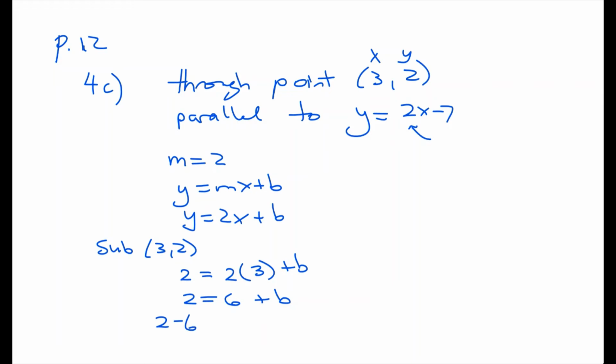Subtract 6 from both sides. And I'm left with just b on the right, and so -4 equals b. So my final answer is the equation y equals 2x minus 4.